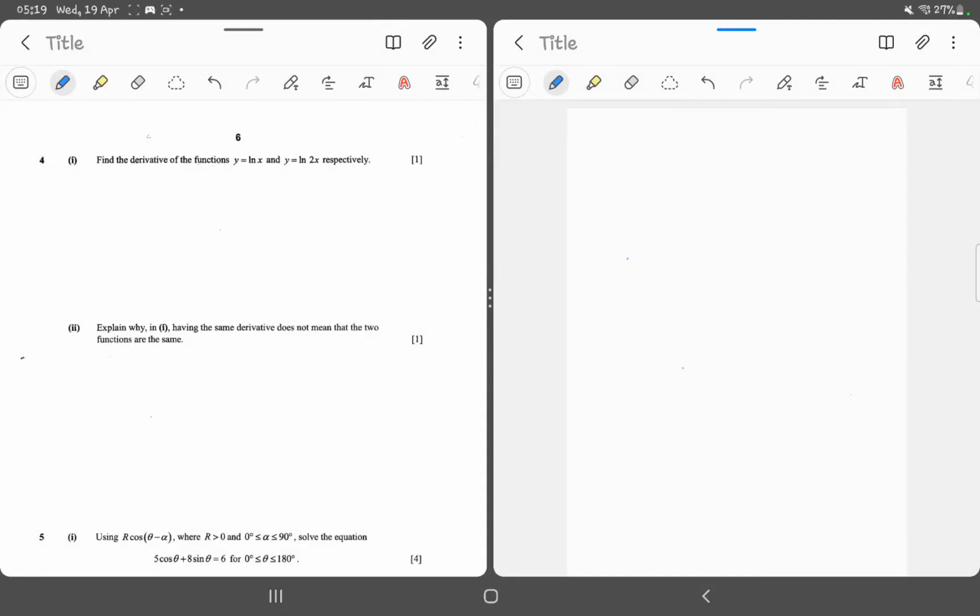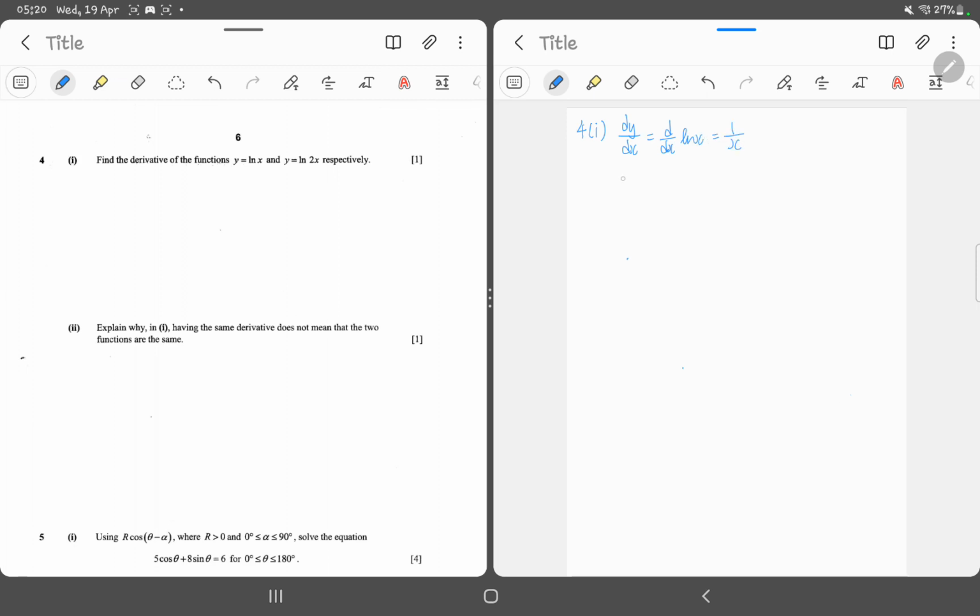Now, question 4 over here involves the derivative of logarithmic functions. So long as you know how to differentiate logarithmic functions, you should be okay. Question 4i is: find the derivative of the functions y equals ln x and y equals ln 2x respectively. For ln x, I'm going to differentiate it. It will be dy/dx equals d/dx of ln x, which equals 1 over x.